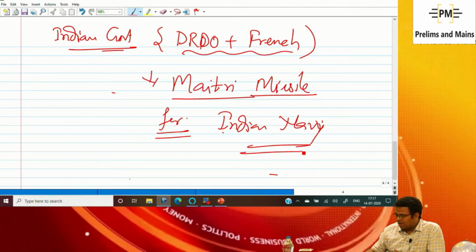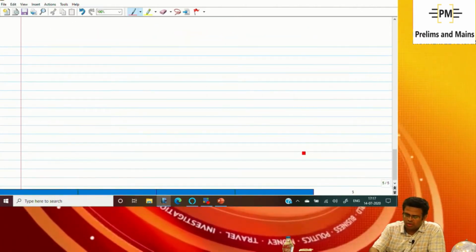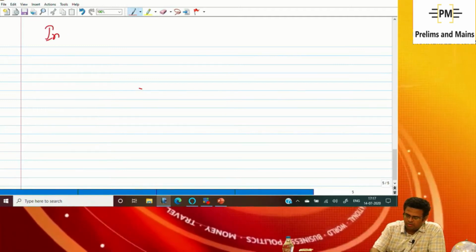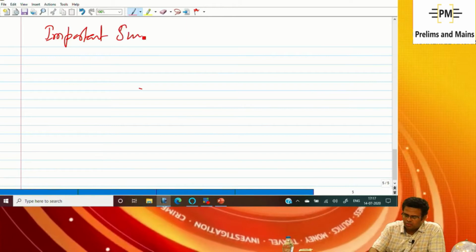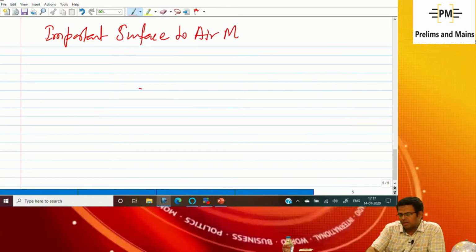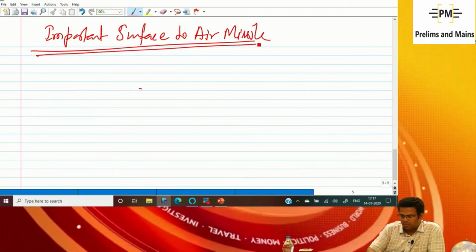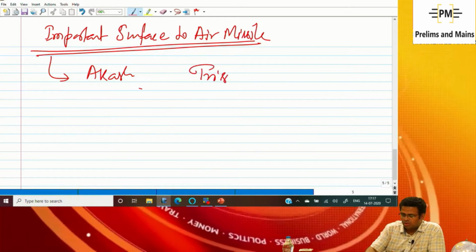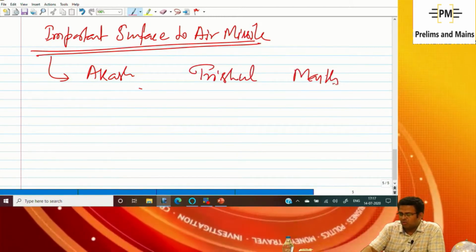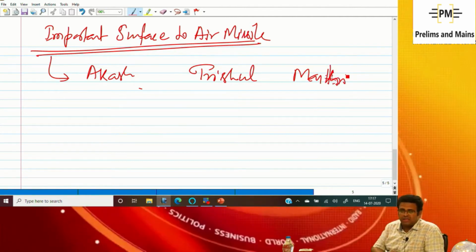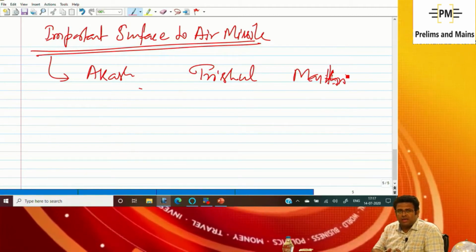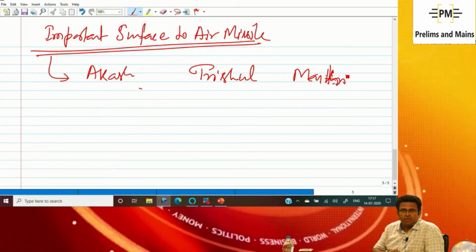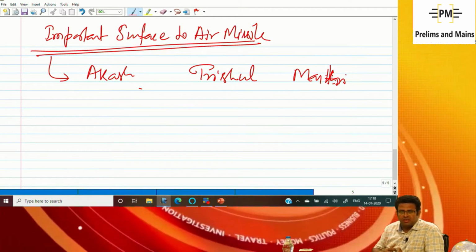So this way we have three important surface to air missiles: Akash, Trishul, and Maitri. So why did Maitri come? Akash has two versions, one from the land, another from the ship. The Indian Navy is not happy with the Akash version on the ship. Therefore they have rejected it, and another is coming, Maitri.